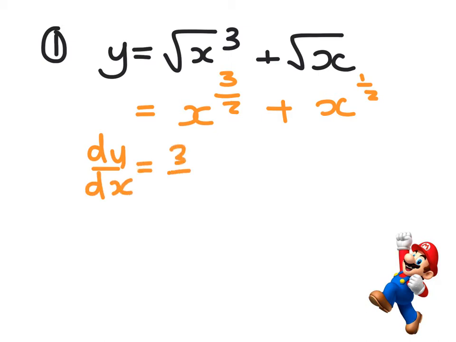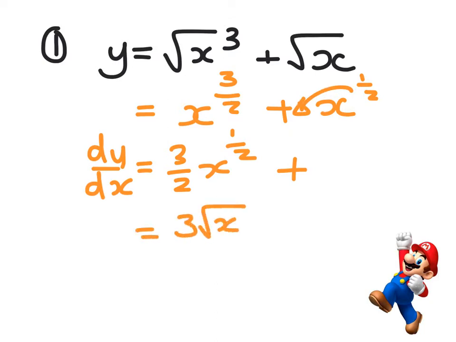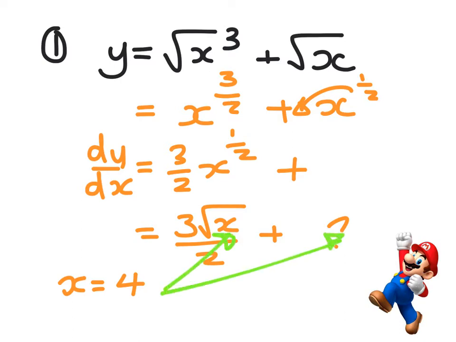So bring down the 3 over 2, take away 1, plus, you can do the next bit, bring down the half, take away 1. Put the root signs back in, so 3 square root x over 2 plus whatever this one is, and then you've got to substitute into that formula x equals 4. So you're going to put the 4 in here for x, and you're going to put the 4 in the x over here and work out the answer.